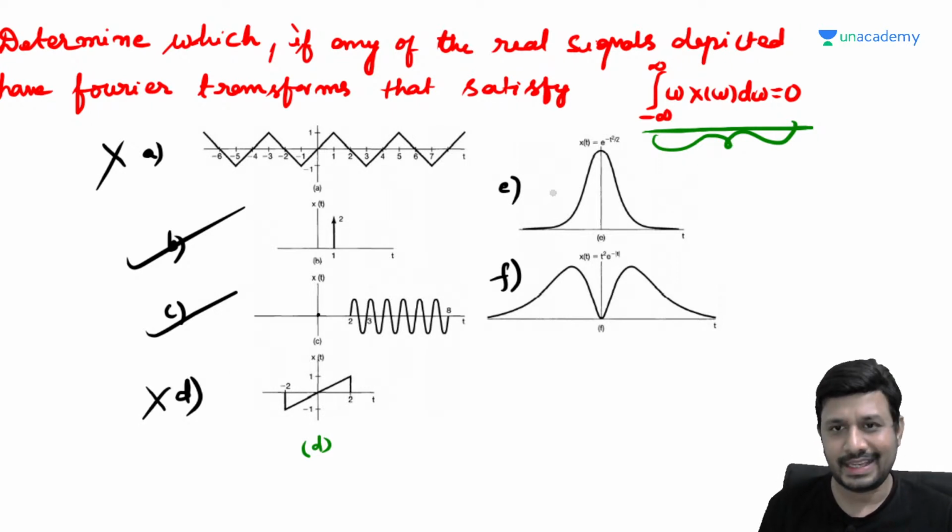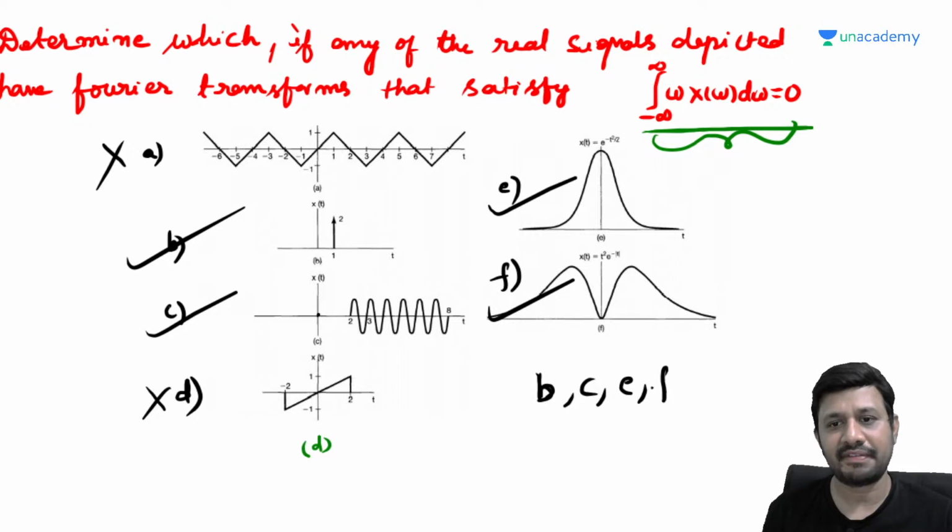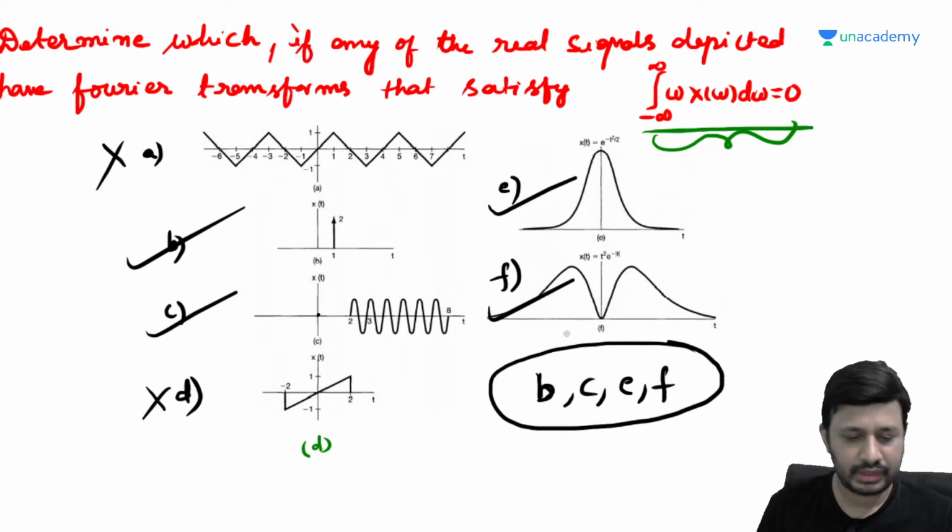Now E, this is an even signal. Even signal means if I differentiate, an odd signal will come. An odd signal must always pass through 0. That is compulsory. So this is satisfied. And the last one is also an even signal. Differentiation of an even signal is an odd signal. Yes, definitely it will pass through 0. So the possible answers are B, C, E, F.